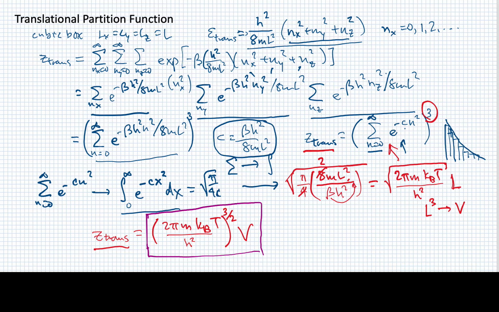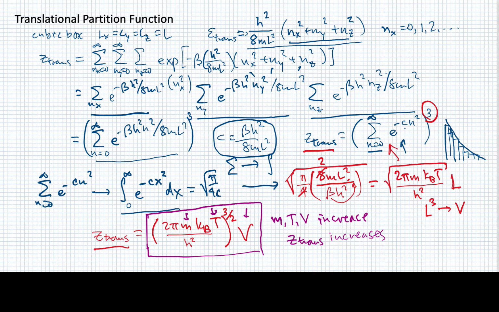Now, when you get a result like this, I want you to start thinking about things like this. I've got 3 parameters in here. I've got mass, I've got temperature, and I've got volume. Now, notice the mass and the temperature are in the numerator, raised to a positive power, and the volume is out here. So, in fact, when each of these increases, it has the same effect. It causes the translational partition function to increase.